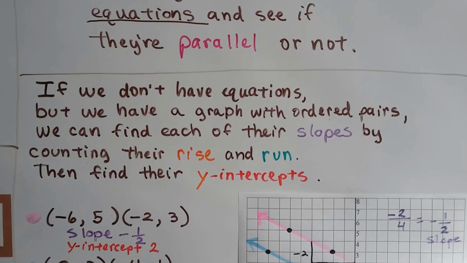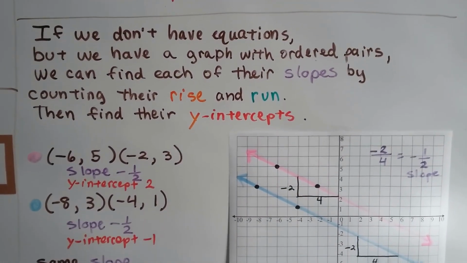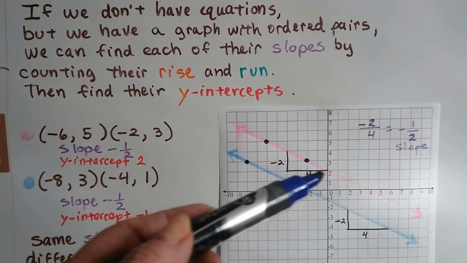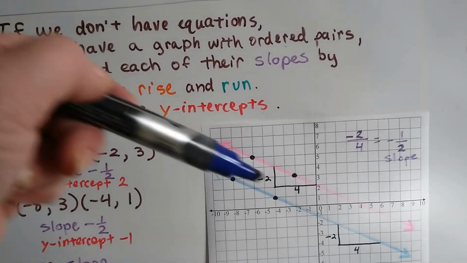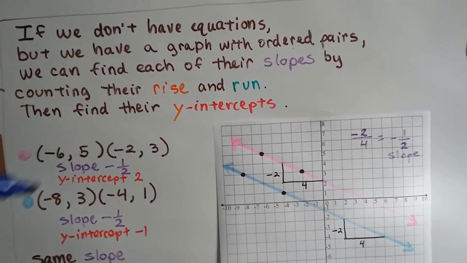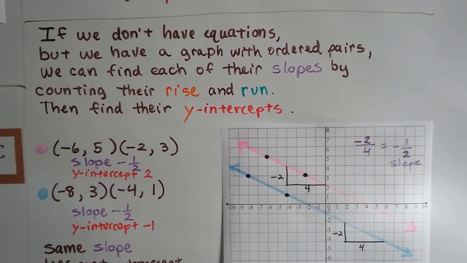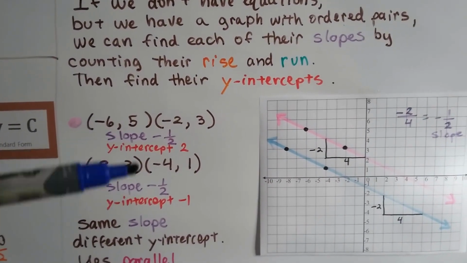If we don't have equations, but we have a graph with ordered pairs, we can find each of their slopes by counting the rise and the run. This one has a negative 2 rise and a 4 for a run. This one has a negative 2 rise and a 4 for a run. See, they're sloping down, fall to the right, and it's negative. So they have a negative 2 over 4 as their slope, which simplifies to negative half. So they both have a negative half slope.